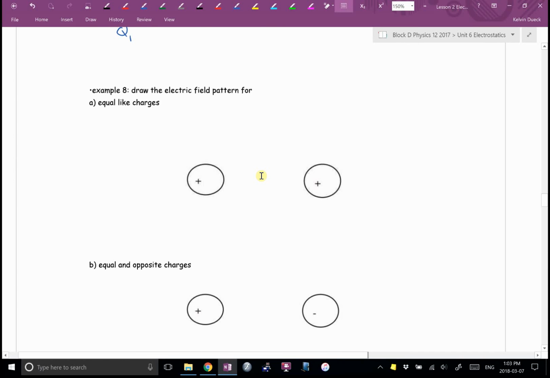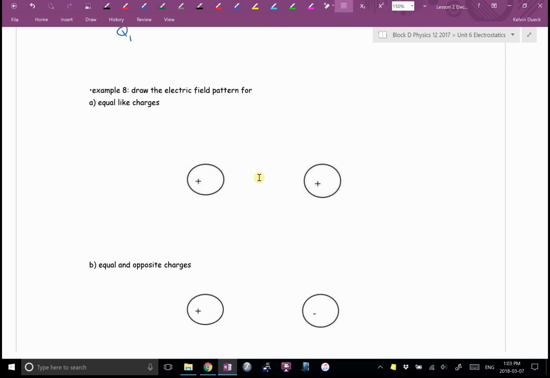What would the electric field pattern be for equal like charges? Equal means same number of lines. Electric field lines always point from what to what? Electric field direction says which way would a what want to move if it could? A positive. So it means it's always going to point from positive to negative. Okay? Another way to think about this.